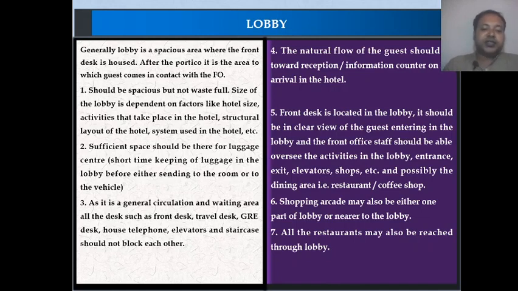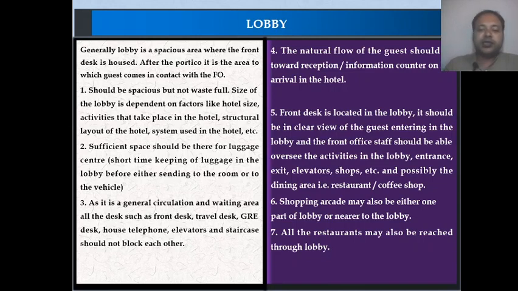As it is a general circulation and waiting area, all the desks such as front desks, travel desks, GRE desks, house telephone, elevators, and staircases should not block each other. So these paths and the ways of entering the hotel should be very clear, as well as separated from each other. The natural flow of the guest should be toward reception and the information counter on arrival in the hotel. However the front desk is located in the lobby, it should be in clear view of the guest entering the lobby, and the front office staff should be able to oversee the activities in the lobby, entrance, exit, elevators, and shop. So many things should be available in the lobby area.